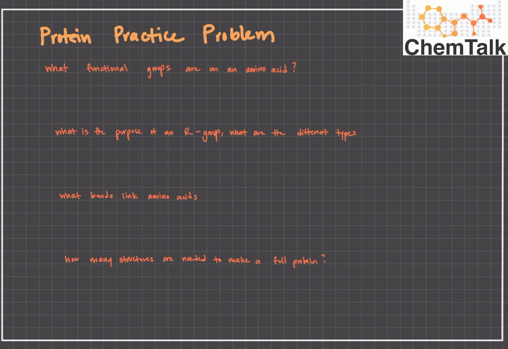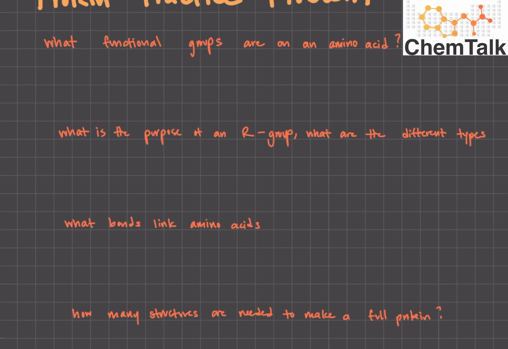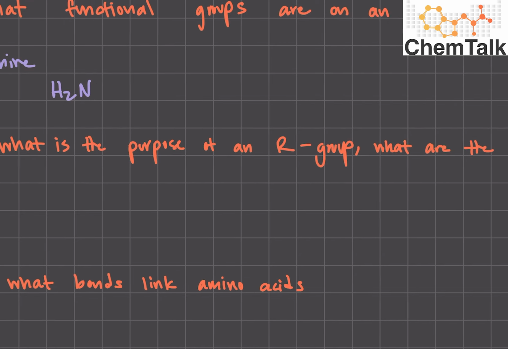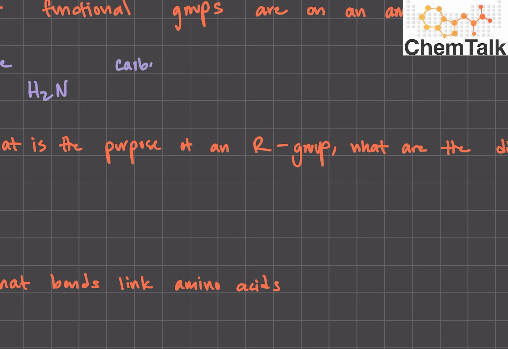All right, so let's go over these questions. What functional groups are on an amino acid? Like I said, we have an amine group. Looks like this. And then we have a carboxylic acid group. And that would be COOH.